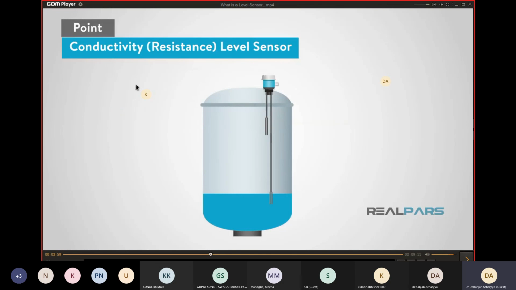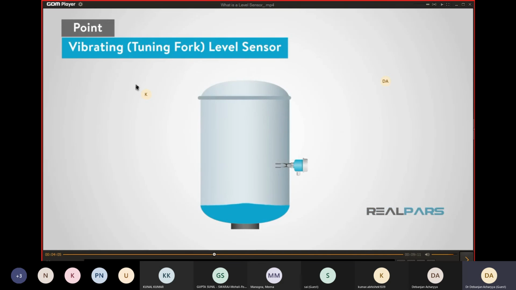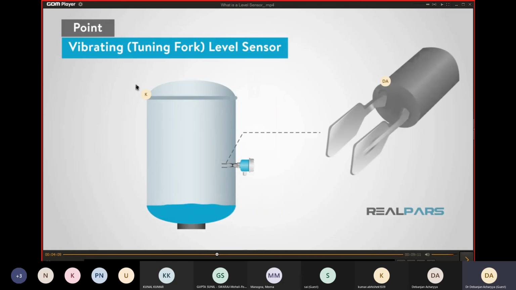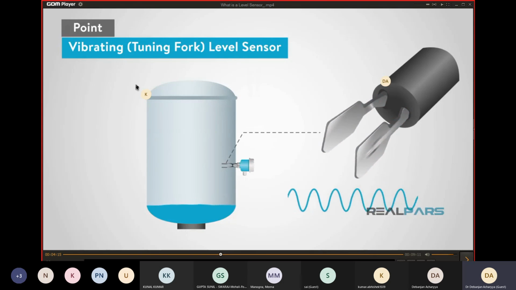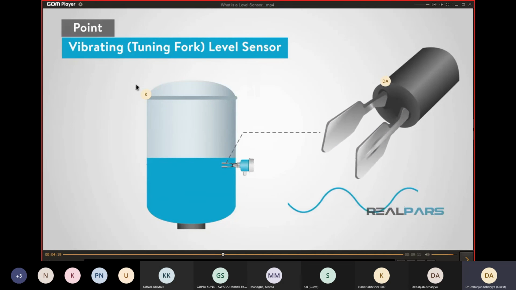Appropriate use for these sensors would be for signaling high or low levels. Vibrating or tuning forks is another type of point level sensor. They use a fork-shaped sensing element with two tines. The fork vibrates at its natural resonant frequency. As the level changes, the frequency of the fork will change, detecting the level.